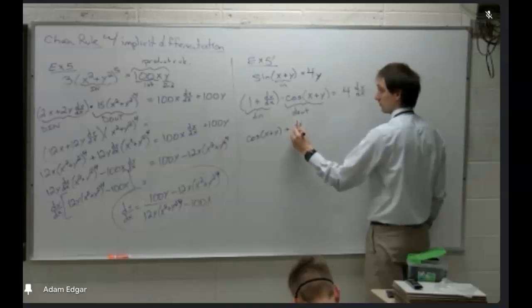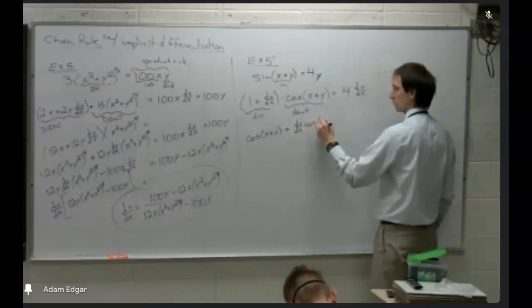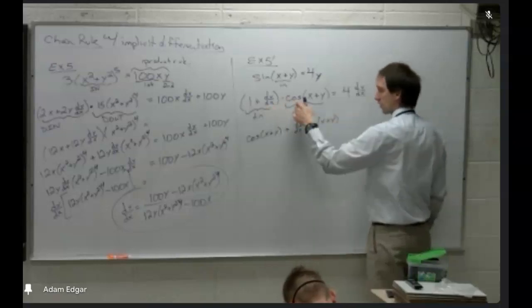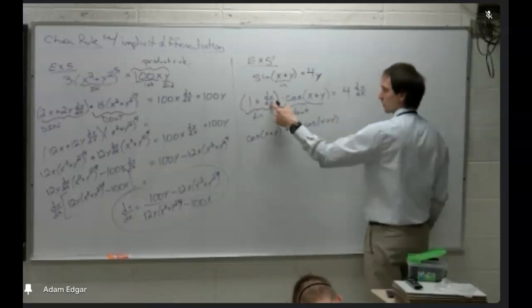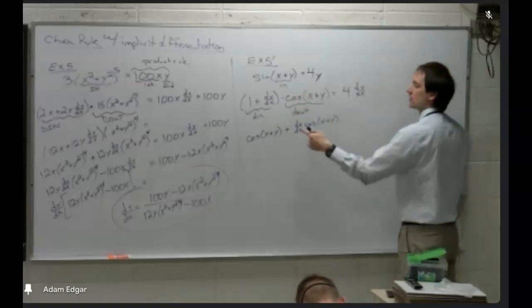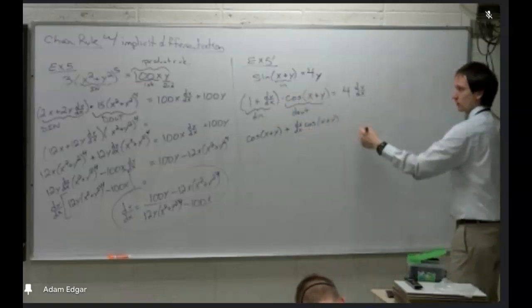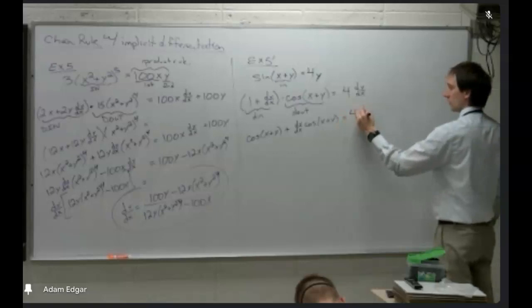Yeah, dy/dx cosine of x plus y. So you distribute the 1 to the cosine, you have the cosine function. Distribute the dy/dx to the cosine, you have dy/dx times the cosine function. Over here, he's just watching the show.